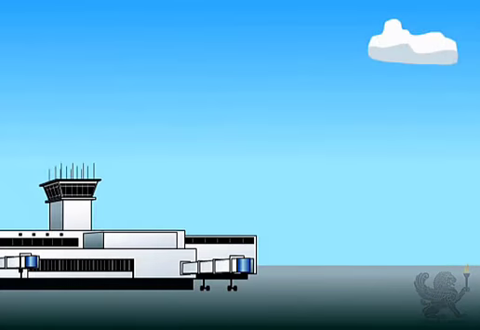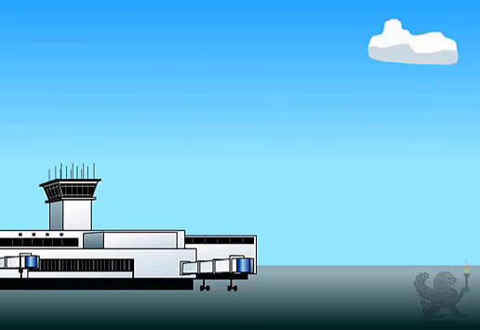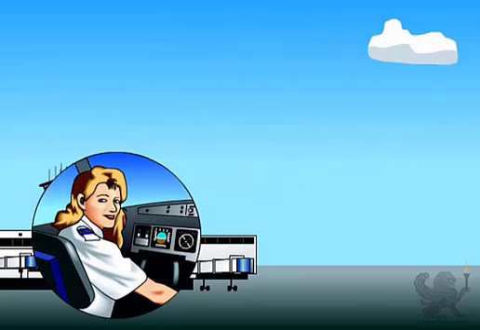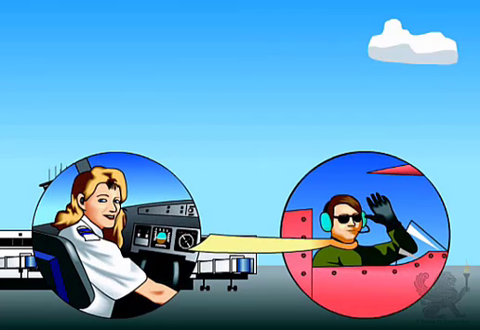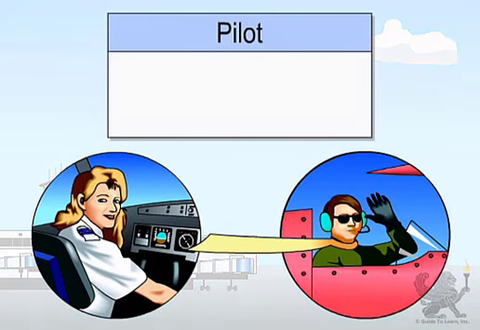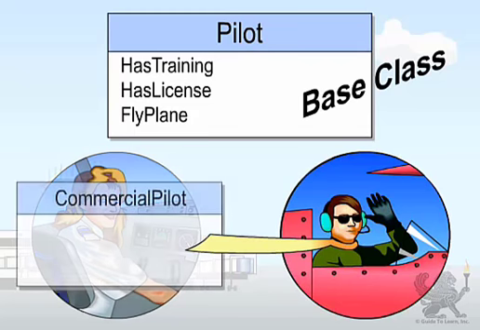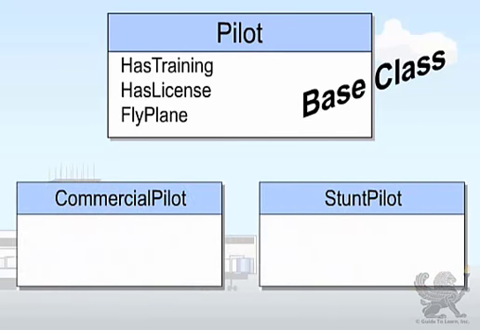Here is an example. This airport control tower serves both commercial pilots and stunt pilots. Both commercial pilots and stunt pilots have training and licenses and can fly planes. In C# terms, pilot is a base class, and has training, has license, and fly plane are methods of the pilot base class. Two classes derive from the pilot base class, commercial pilot and stunt pilot.